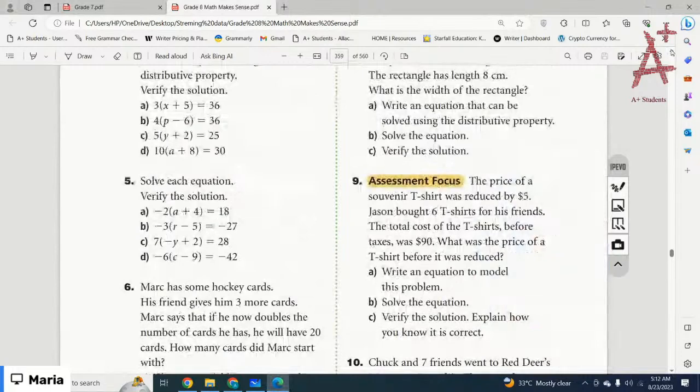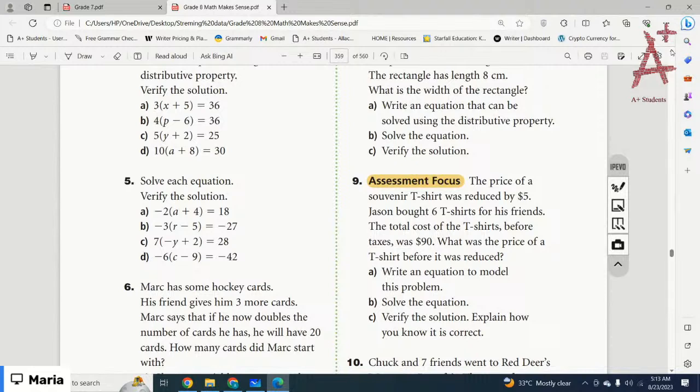The price of a souvenir t-shirt was reduced by $5. Jason bought 6 t-shirts for his friends. The total cost of the t-shirts before taxes was $90. What was the price of the t-shirt before it was reduced? Write an equation to model the problem. Solve the equation. Verify the solution. Explain how you know it is correct.